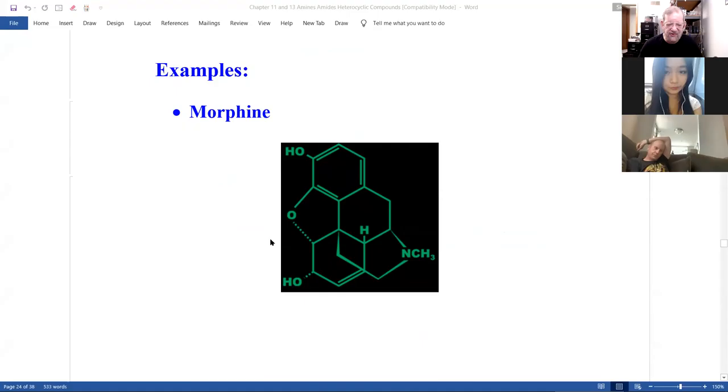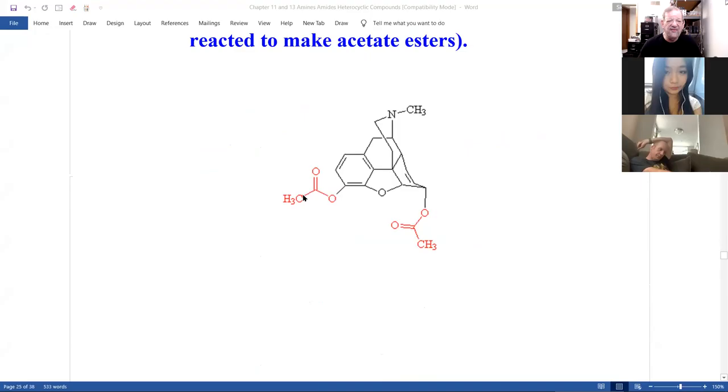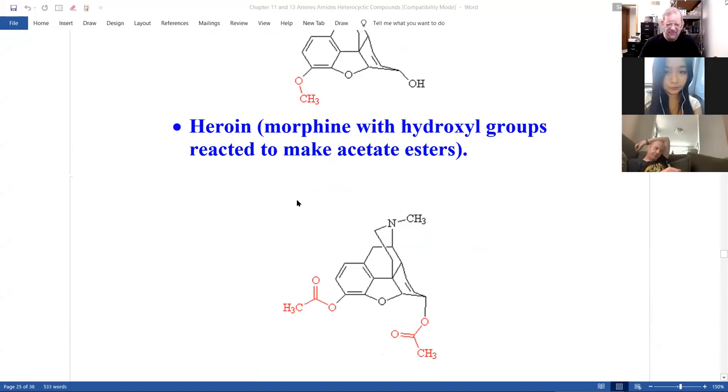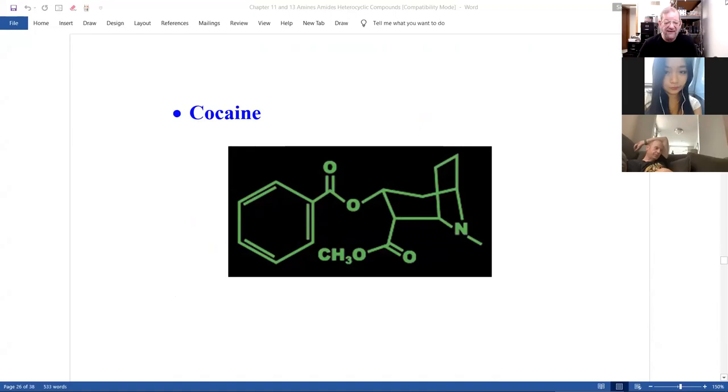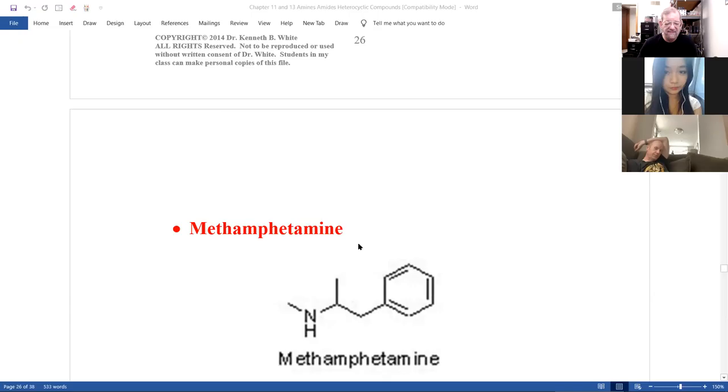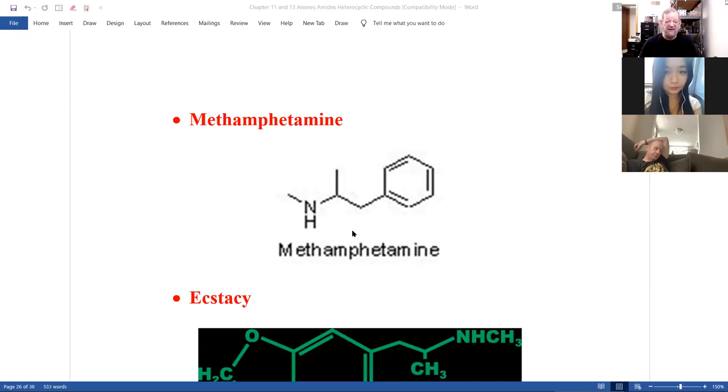Now, if you take these 2 alcohols in morphine and make them into esters with acetic acid, now we get something not that nice, and that's heroin. Now, I'm going to talk about some things that you shouldn't be doing because they're illegal, but this is organic chemistry, and this is heroin. Now, another molecule that's an alkaloid is cocaine. And here you have a tertiary amine, a complex ring system, an ester here, another ester here.